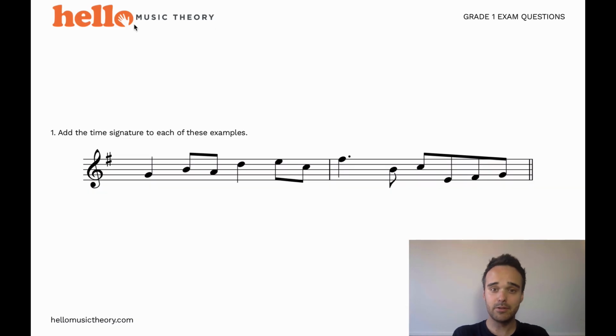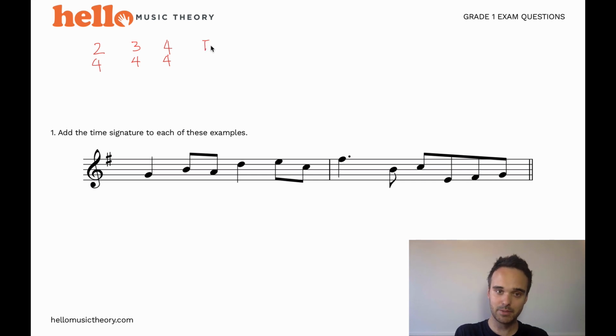So to start off, for Grade 1, there are only 3 types of time signature that you need to know about. Those are 2/4, 3/4, and 4/4. For this question, that's the only 3 possible answers that it could be.